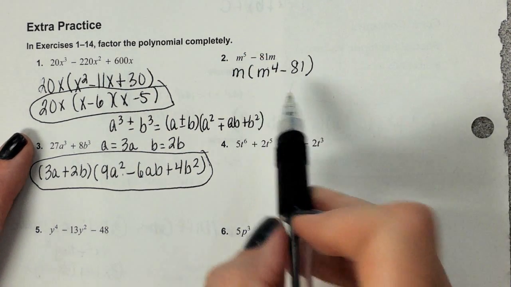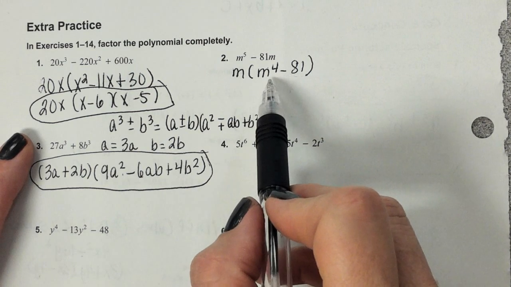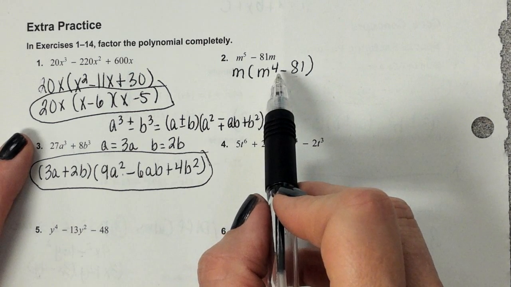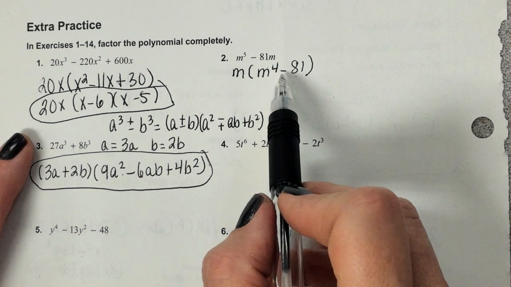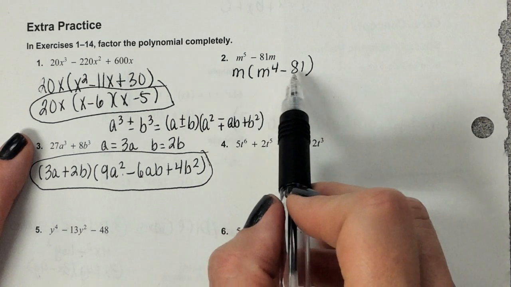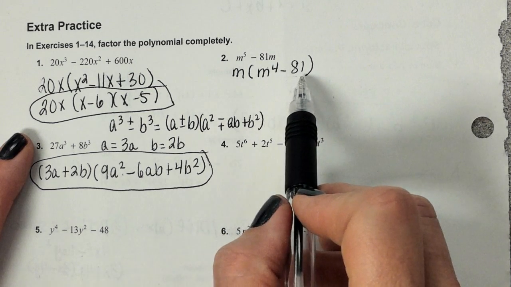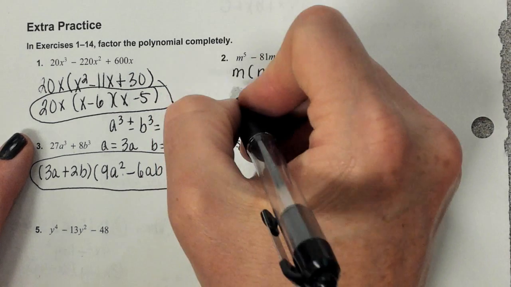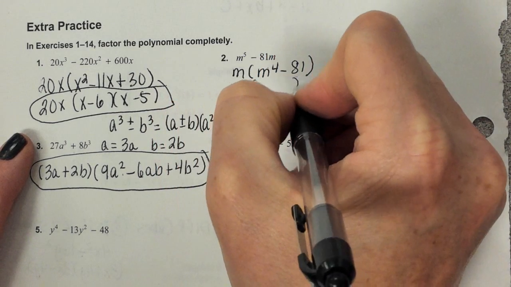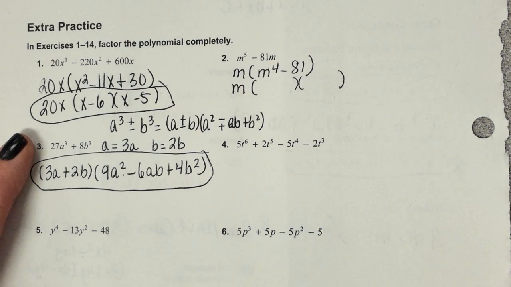I now have two terms. So I want to see, do I have the sum or difference of cubes, or do I have the difference of two squares? Can I take the square root of each of these? Yeah. So this is the difference of two squares. So this can be factored down. Maya, do you know how it would factor down?